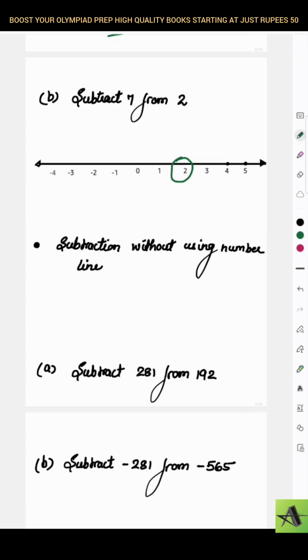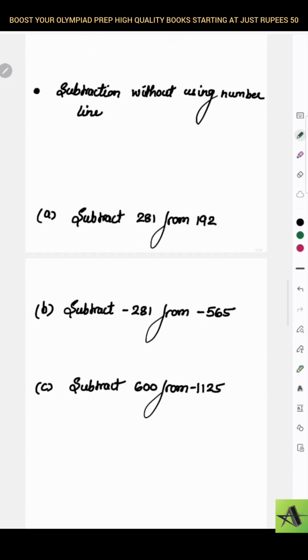In case of addition, we will be adding 7 and we have to move towards the right. But now, because we are subtracting, we are reducing, we are taking it out. That's why it will become negative and we have to move 7 units towards the left. So 1, 2, 3, 4, 5, 6, 7, it will be minus 5. So the answer is minus 5.